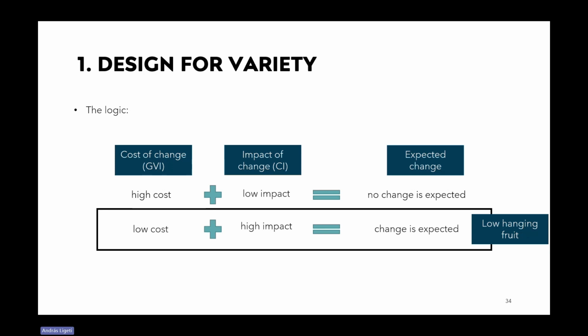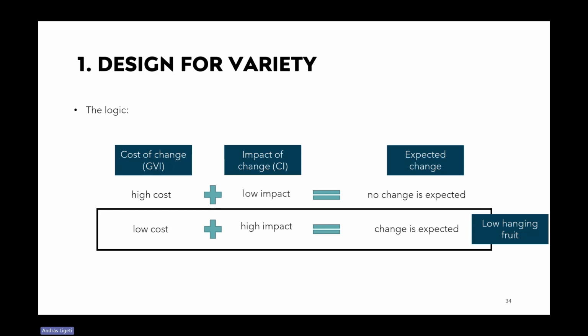I would like to explain the logic, what we have applied. Basically, we took the GVI and the CI index. The GVI index measures the cost of the redesign that you have to pay if you want to redesign a certain component. And the CI is basically the impact of change to the whole system in our case. And basically what we wanted to know is the expected change in the system. And this is what we did.